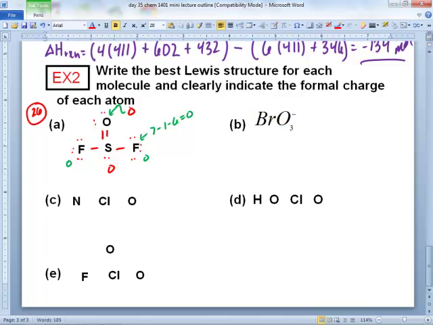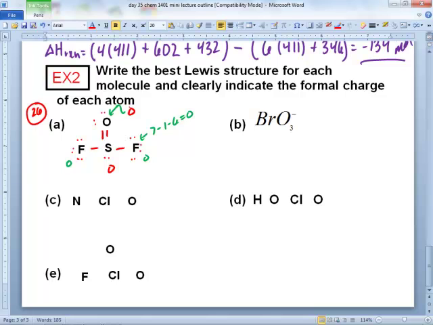Bromate, BrO3 with a minus. Now, before you start with bromate, can you get all zeros? Is that a possibility? Because all zeros is usually the best answer, right? But bromate has a negative charge. So that means one of these elements has to have a negative formal charge. Would you want it to be the bromine or the oxygen when you finally get the best answer here?